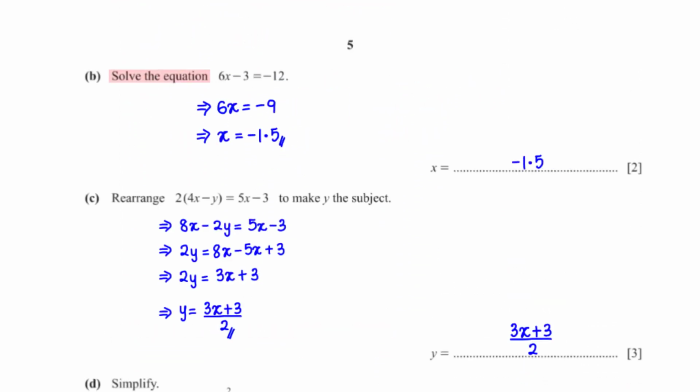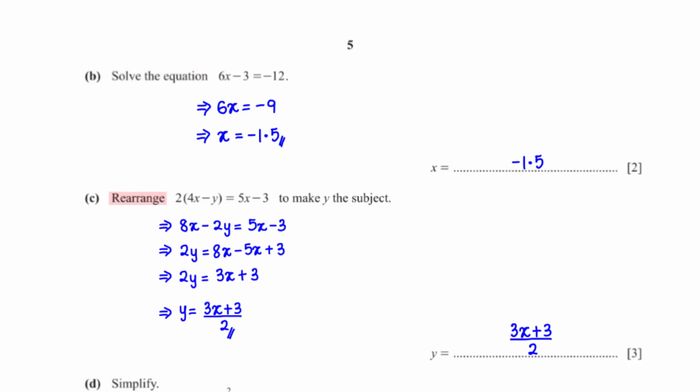Solve the equation 6x minus 3 equals -12. When we add 3 to both sides of the equation, this is what we have. When we divide both sides by 6, we get x equals -1.5.